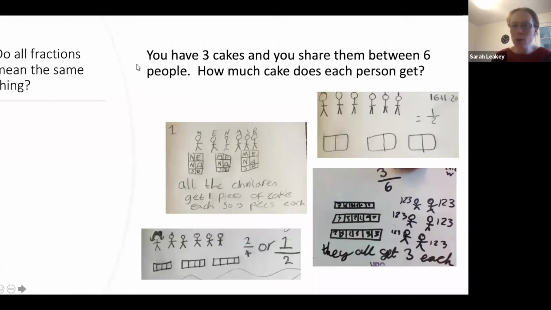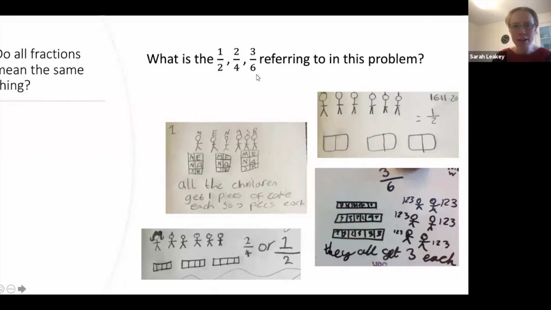This was an equal sharing problem that some pupils had been given. So you have 3 cakes and you share them equally between 6 people. This is a variety of different answers we got to that problem. This pupil said they get 3 pieces each. This person said they get 1/2. This person said 2/4 or 1/2. And this person said 3/6. So we've got 3 different fractions being referred to in this problem.